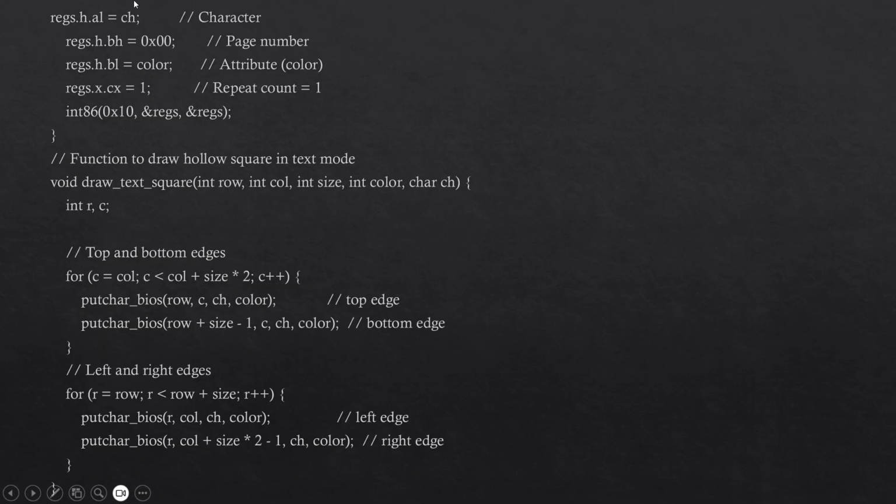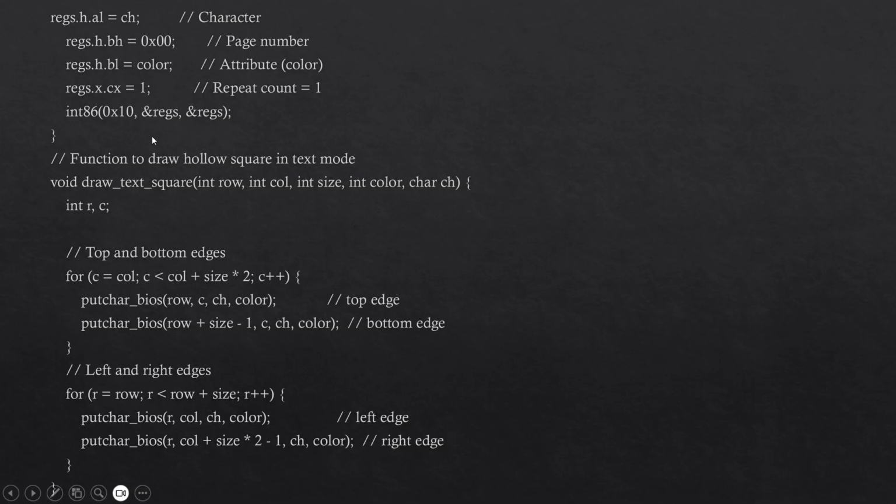And next, we are storing the character in the AL register, and again storing page number 0 in BH. BL will store the color attribute. CX is equal to 1, which tells us that we want to print the character only once at that specific position. Again we are calling the int86 function and passing these register values. This function will store back the result in these registers.